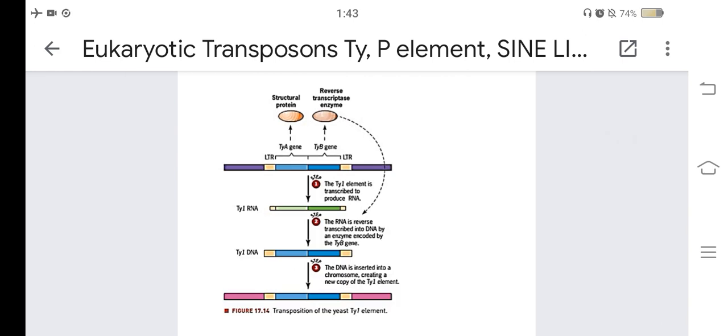Transposition in the yeast TY1 element. Structural protein, reverse transcriptase enzyme, TYA gene, TYB gene, LTR. So the TY1 element is transcribed to produce RNA. The RNA is reverse transcribed into DNA by an enzyme encoded by the TYB gene. The DNA is inserted into a chromosome, creating a new copy of the TY1 element.